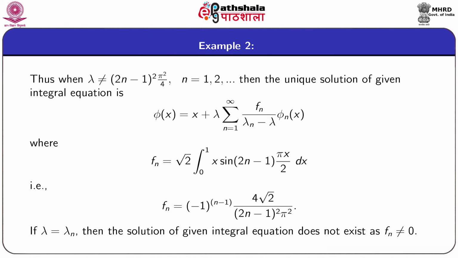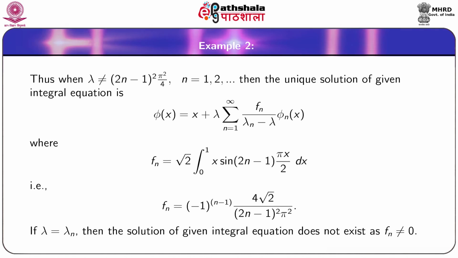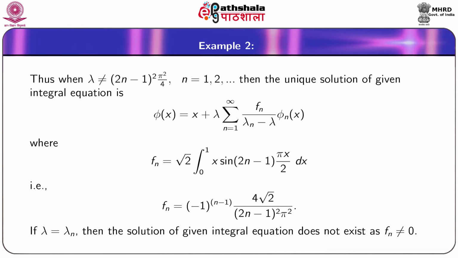If lambda coincides with lambda_n, then the given integral equation is inconsistent, as f_n can never be equal to 0. Thus, using the Hilbert-Schmidt theorem, we have obtained the unique solution of the given integral equation.